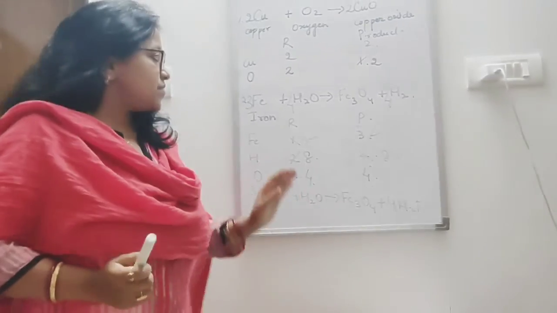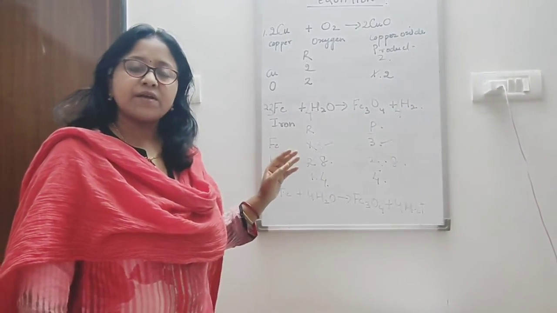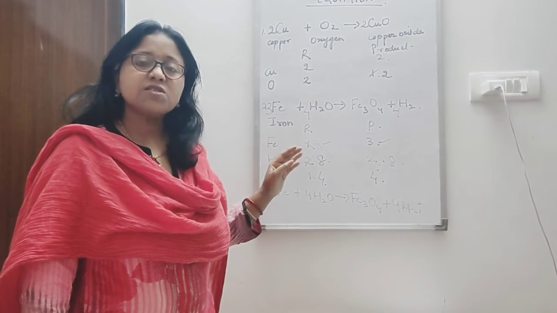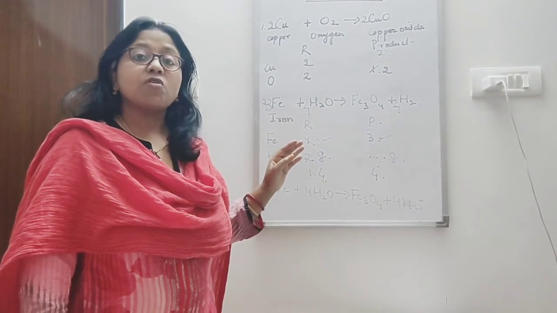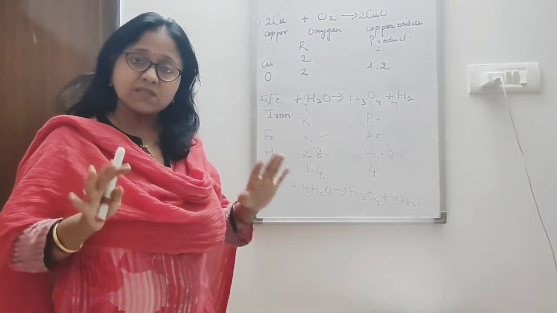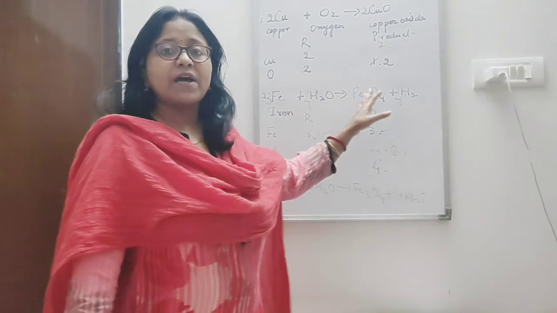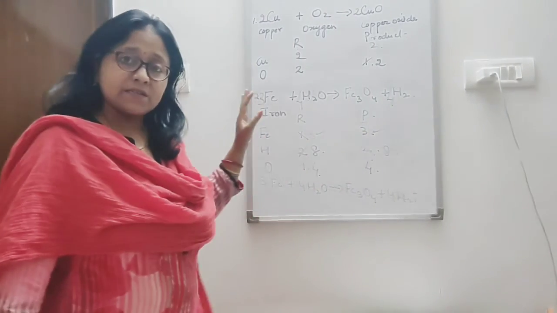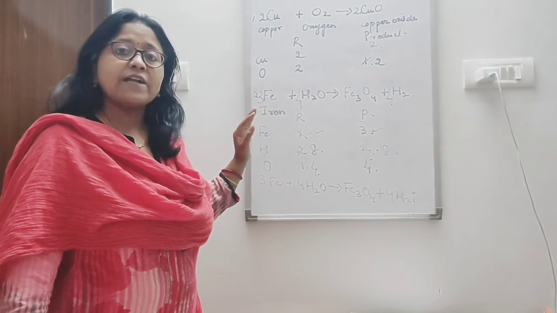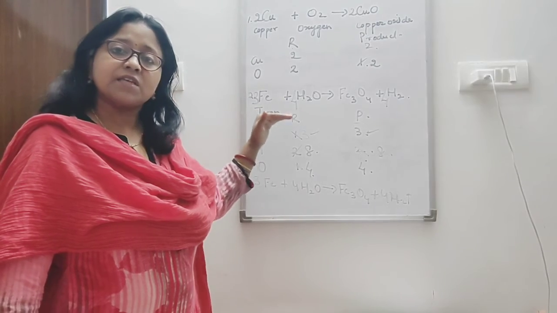So it is very important to balance a chemical equation so that we can give justice to the law of conservation of mass. The law of conservation of mass says the number of atoms in the reactant side should be equal to that of the product side. Matter is neither created nor destroyed. So in keeping with that rule, we need to balance a chemical equation.